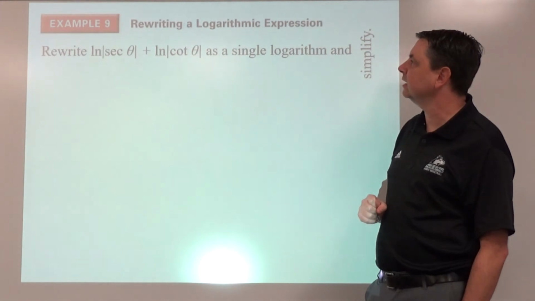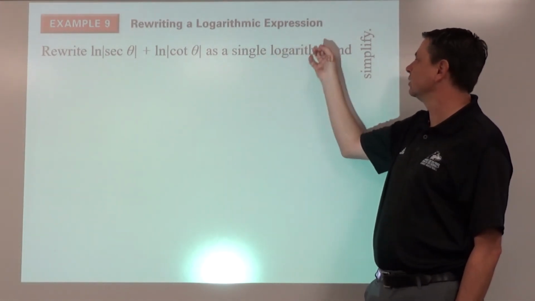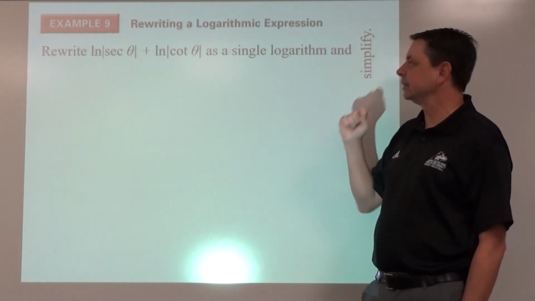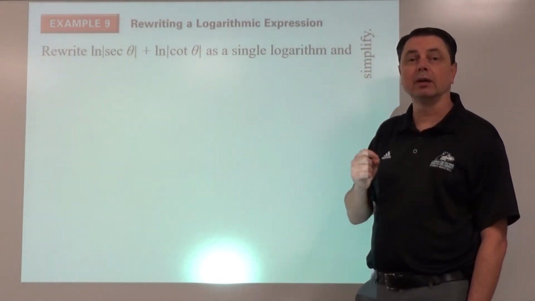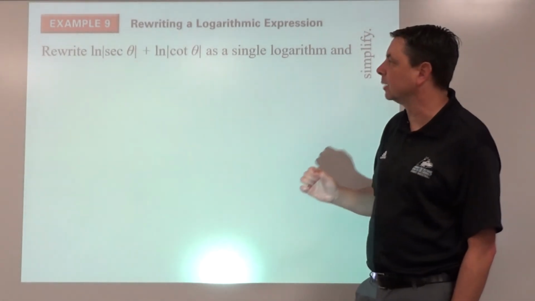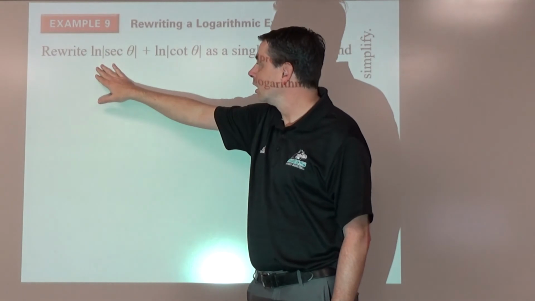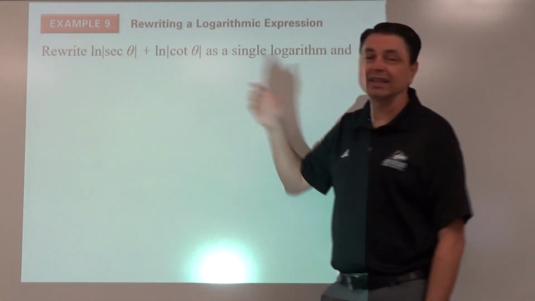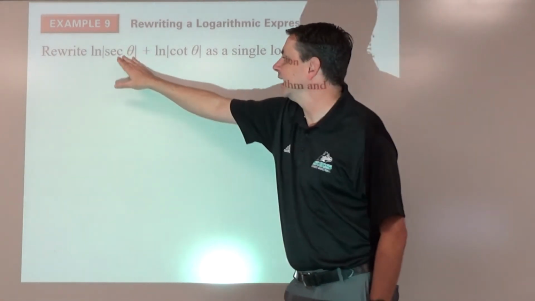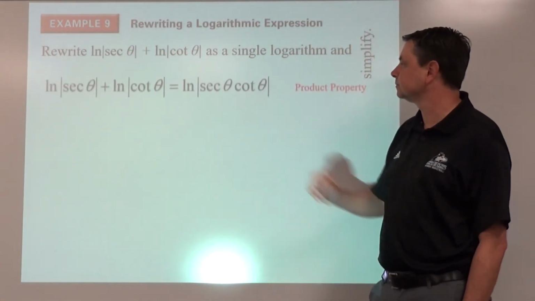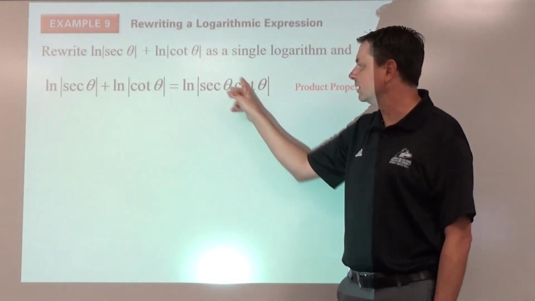Example number 9, rewrite this log expression as a single logarithm. Simplify. So we're going to have to use from chapter 3 log properties. Log, in this case natural log, something plus natural log of something. That's the product property. So one single natural log and multiply them together. And let's see if we can simplify this.